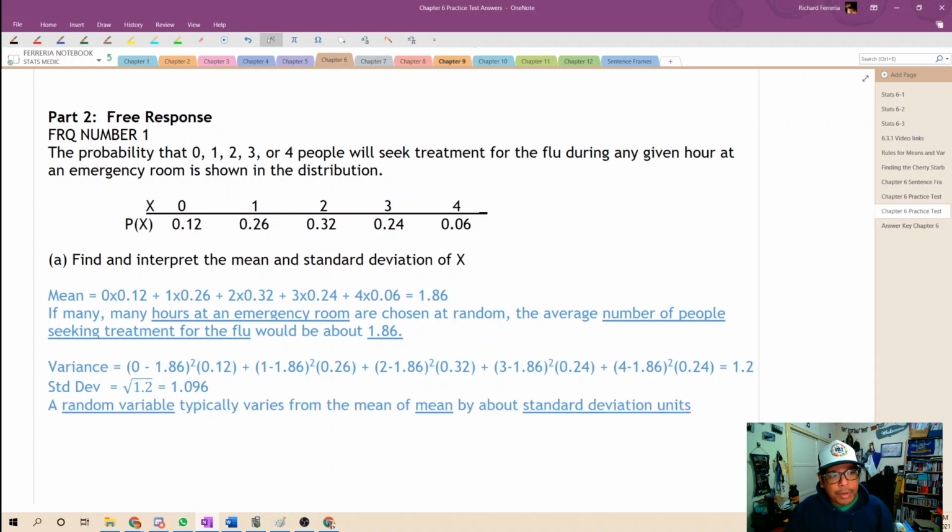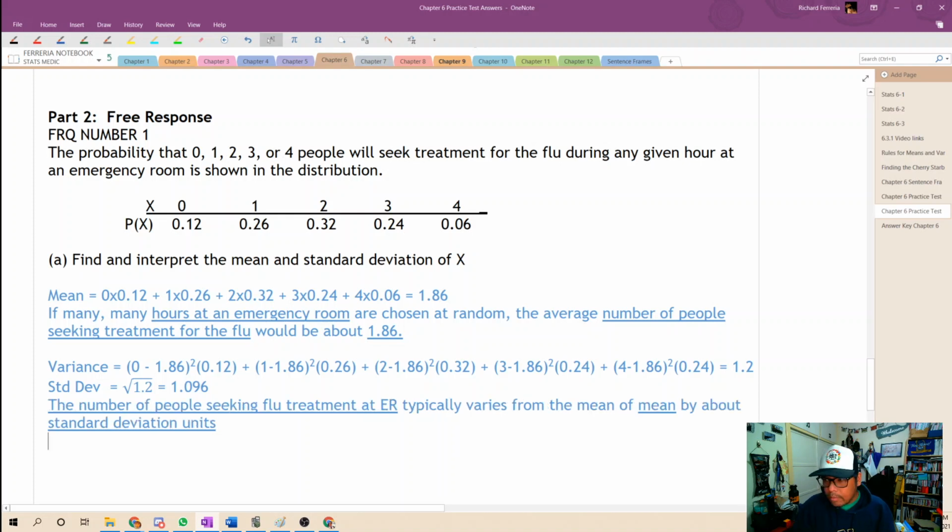Here's our sentence frame for standard deviation. So the random variable here is the number of people seeking flu treatment. And that typically varies from the mean of 1.86 by about 1.096 people.